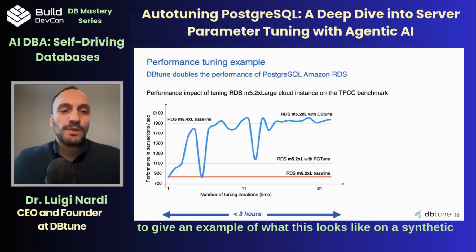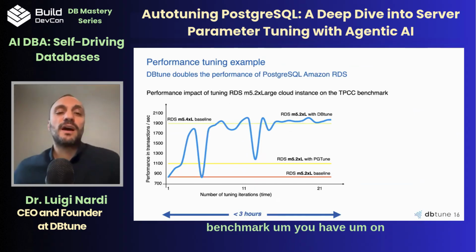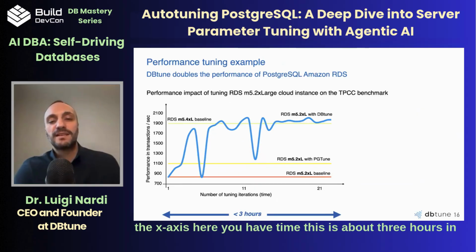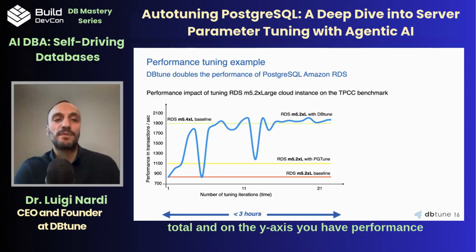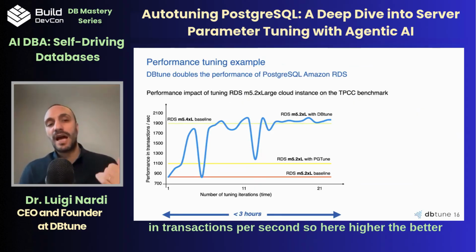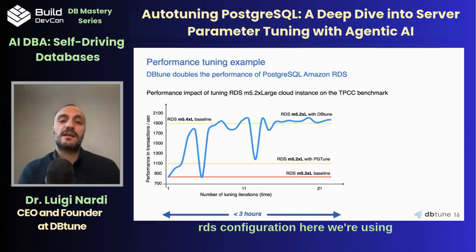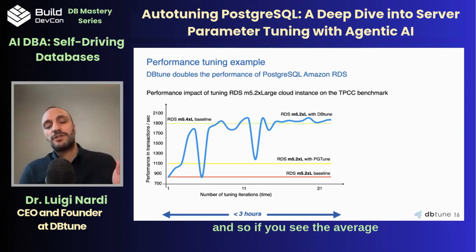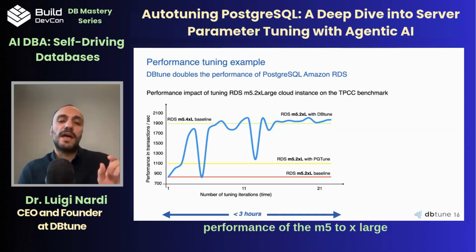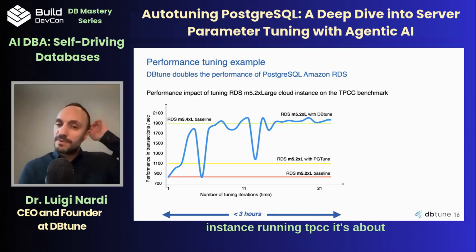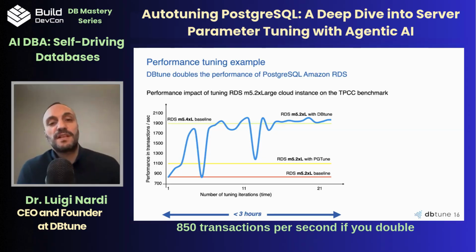So just to give an example of what this looks like on a synthetic benchmark, you have on the x-axis time, and this is about 3 hours in total. And on the y-axis, you have performance in transactions per second. So here, higher is better. And you can see that the default RDS configuration here, we're using the TPC-C benchmark on Amazon RDS. So the performance of the M5.2xlarge instance running TPC-C is about 850 transactions per second.